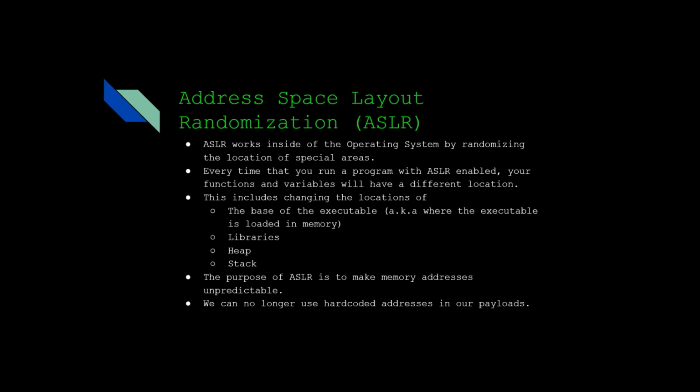ASLR is going to make our memory addresses unpredictable. That means we can no longer use hard-coded addresses in our payloads if ASLR is enabled. Now, the problem here is pretty obvious. Whenever we did a stack buffer overflow, we would always rewrite the return address on the stack with our own return address, and we would just hard code that value. But now we can no longer do that. So we need to figure out a way to make an exploit work regardless of what the addresses are in our payloads.